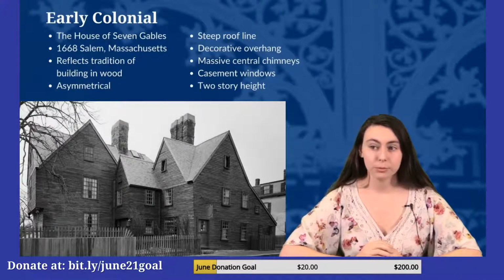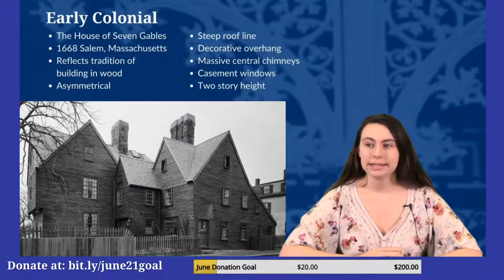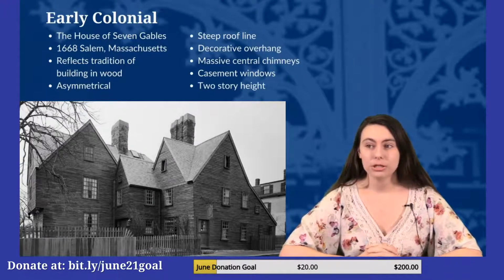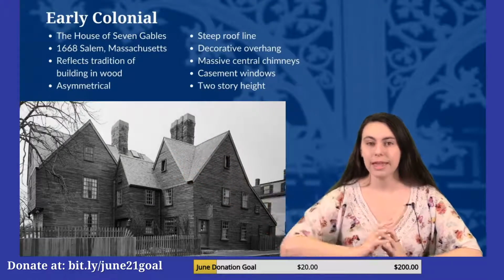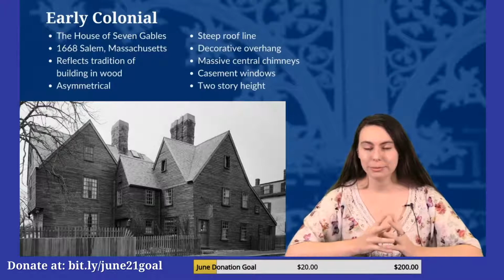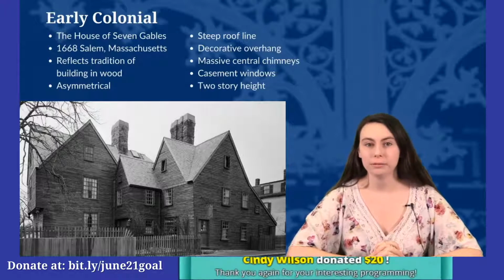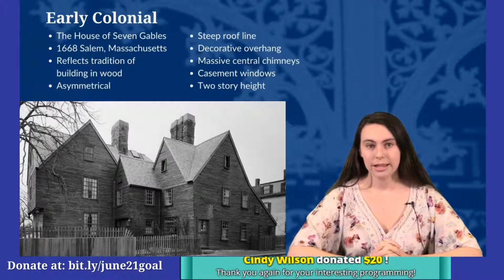You can see it has a very steep roof line that goes back to the tradition of the post-medieval period. It has a decorative overhang, which is also reflective of the medieval and post-medieval time frame that it's in. It has massive central chimneys. You can see there are 2 central chimneys here. This is a very interesting thing which some architectural historians like to debate. In New England, you will see massive chimneys in the center of houses. When you go down south, you will see the chimneys are on either side of the house. They are not in the center of the house.